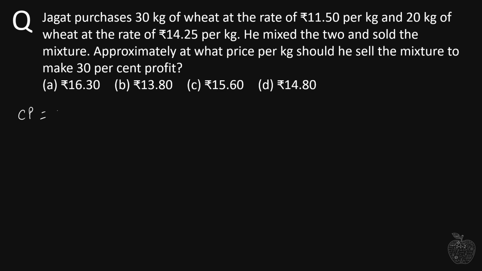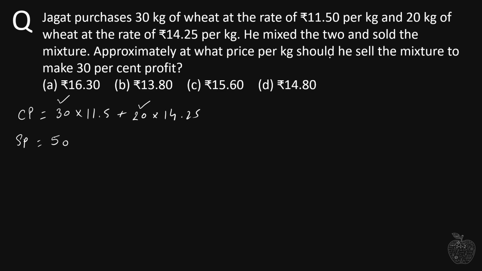It will be he bought 30 kg at 11.5 per kg plus he bought another 20 kg at 14.25 per kg. Now this will give me the total cost price of the mixture. He mixed the two and sold the mixture. Now what will be the selling price here? Selling price will be he sold the entire mixture, right? So total mixture here is 30 plus this 20. He sold the mixture of 50 kg.